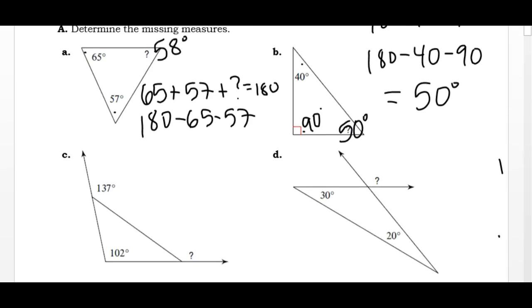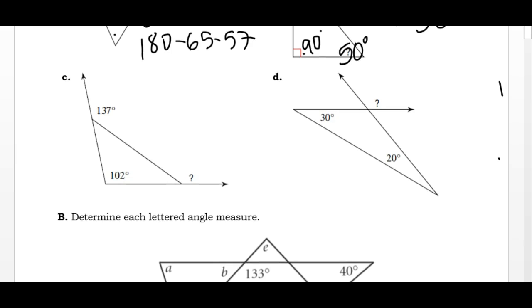Scrolling down, I have two more examples that are the same but a little more complicated. We need to remember that linear angles will add up to 180 degrees, just like triangles do. So if I do 180 minus 137, I'll get 43 degrees for this angle. And then I'll need to get the third angle of this triangle here. I can do 102 plus 43. That is 145. And then 180 minus 145 will be 35 for this corner.